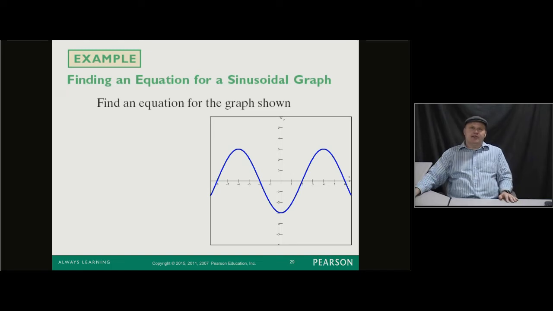So let's look at this. We're going to find the equation of this graph right here. Now, which one do you have, a sine graph or a cosine graph? Well, let's look at that first of all. Let's look at the amplitude first of all. That's 3.